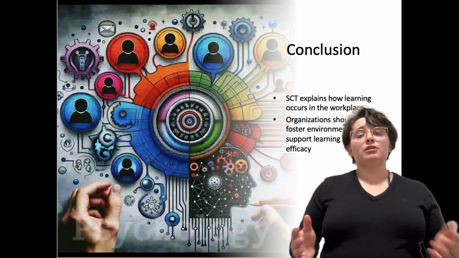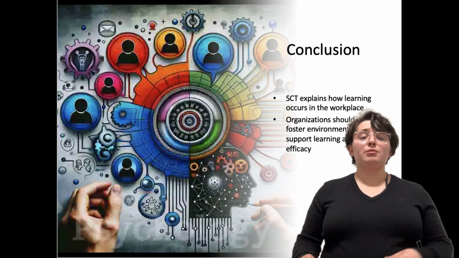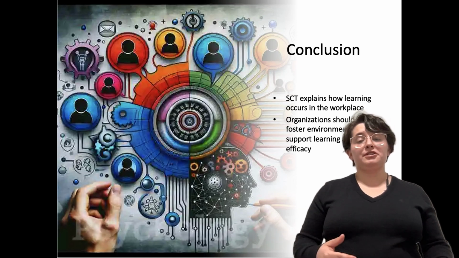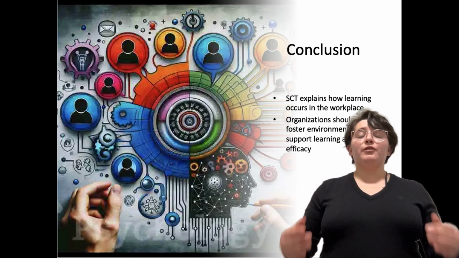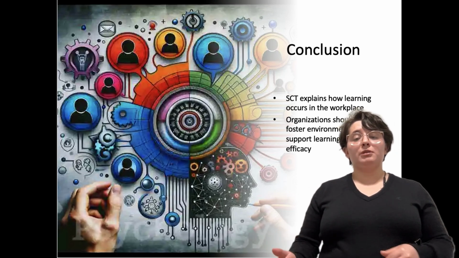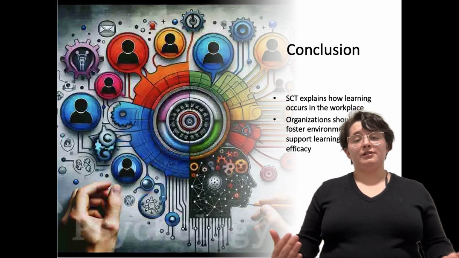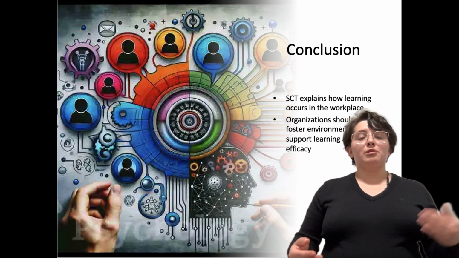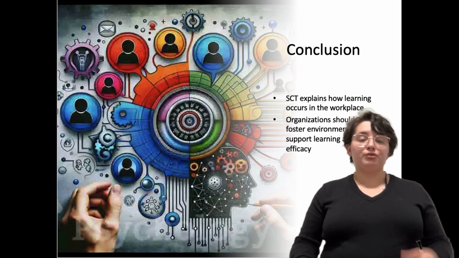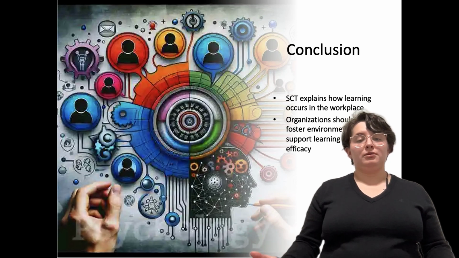Overall, social cognitive theory helps us understand how learning and behavior influence workplace interactions. By observing others, building confidence, and fostering a supportive work environment, both employees and organizations can succeed. Implementing these principles can lead to a more motivated workforce, stronger professional relationships, and a culture of innovation.